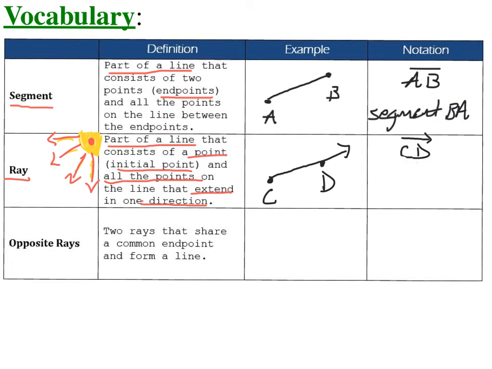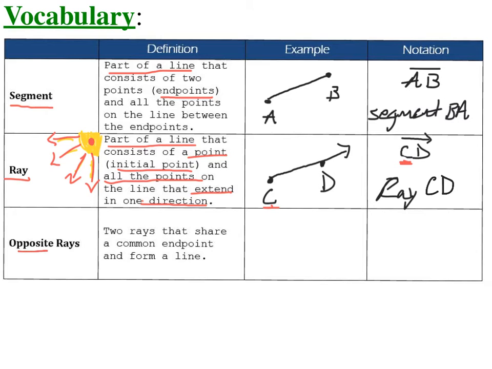Now in this case, I don't have the option like I did up above. I can't call this ray DC, all right, because the first letter I list is the starting point. In my picture to the left, I started with point C. So when I name it, it has to start with that initial point. So ray DC is a different ray that's not pictured here. Your other option, obviously, like we had up above, you can just use the word ray if you want, followed by the initial point and the other point that makes up your ray.